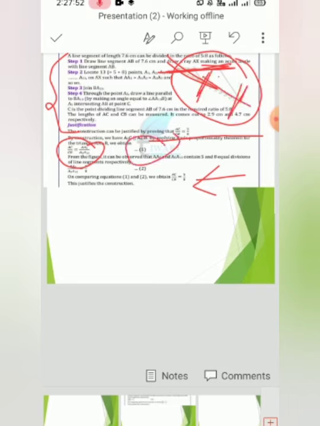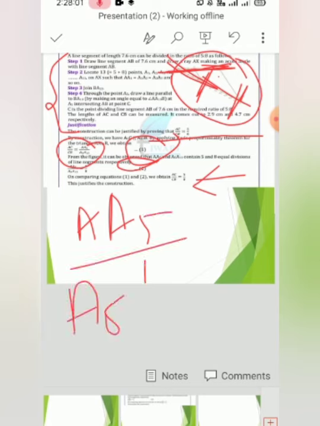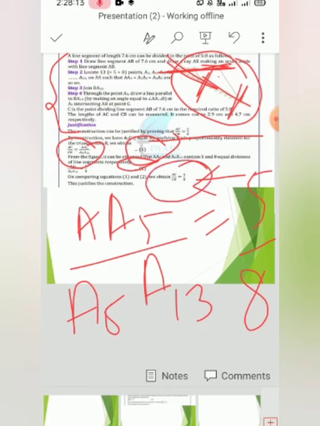Using this as equation 1 and making another equation 2, 5:8 is given. A5 by A13 will be equal to 5:8, as it is given in the question also, and we have proven it using the construction also. Okay, after comparing, when you compare you will get AC by CB will be 5/8. Okay, hope you understand.